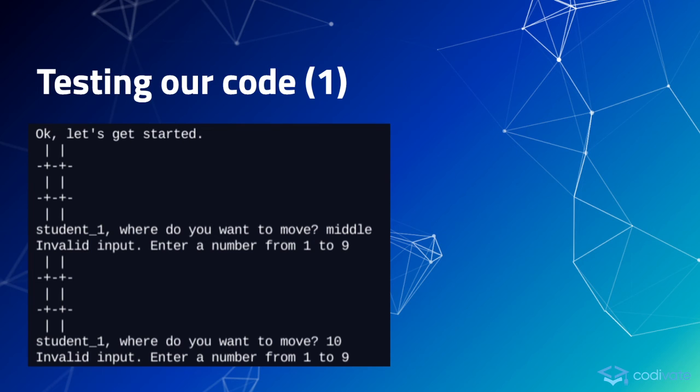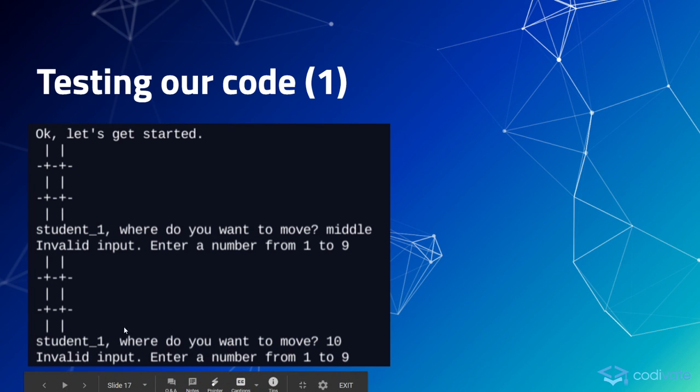We wrote all this code to check for invalid input. Let's make sure it worked. We're going to test a lot of different cases to make sure our if-else statements are correct. Our first case is an invalid string input. So let's say instead of 1 to 9, they type something completely out of there, like middle. And then we need to say invalid input, enter a number from 1 to 9.